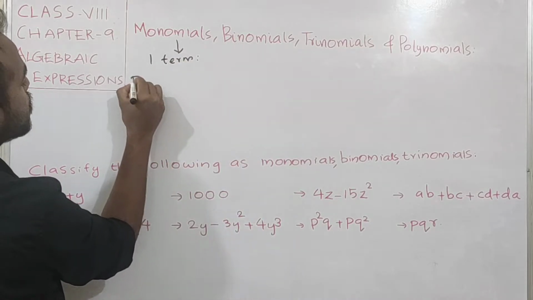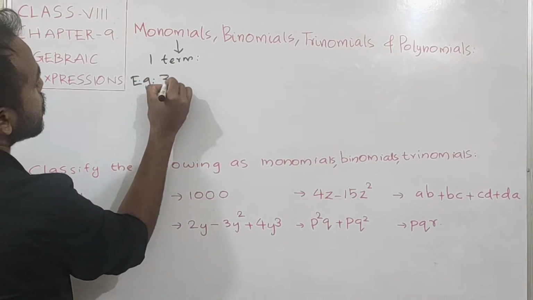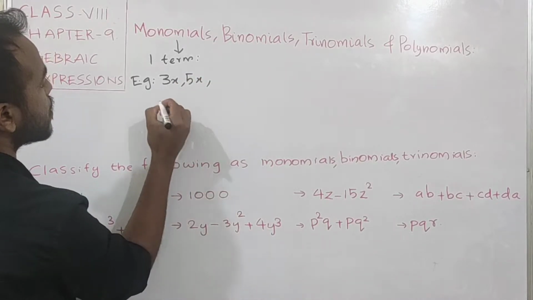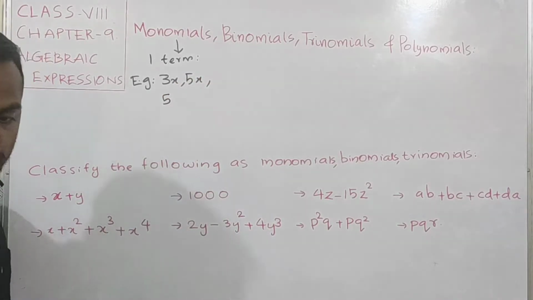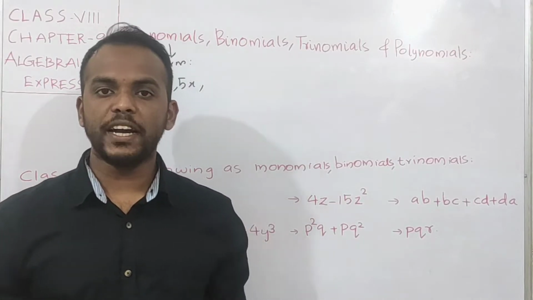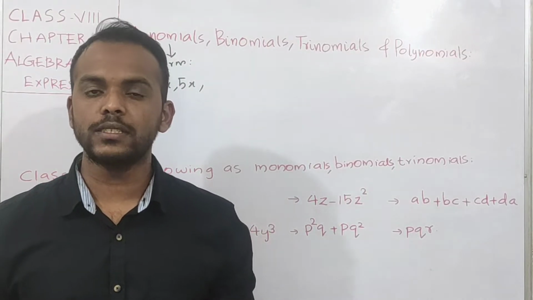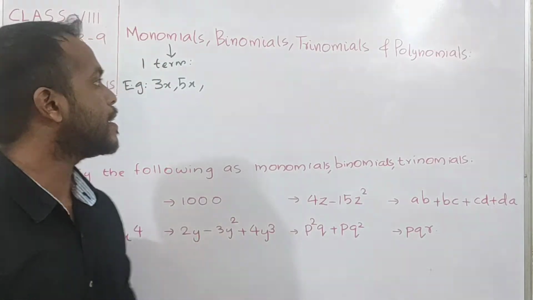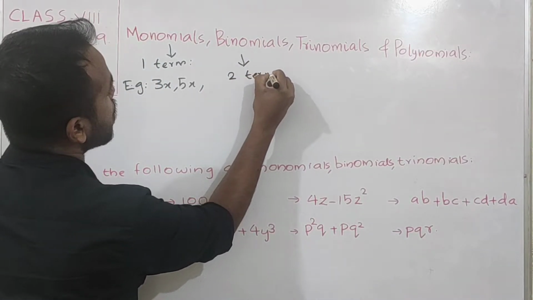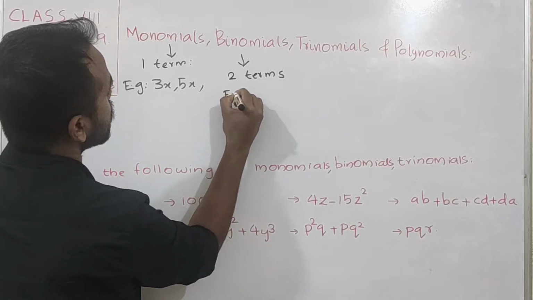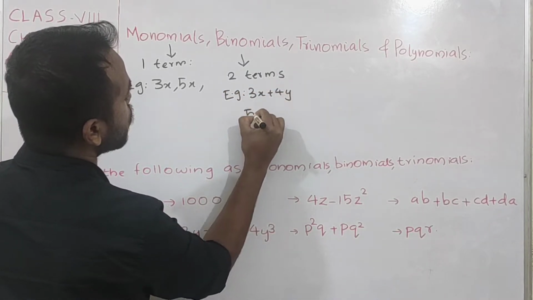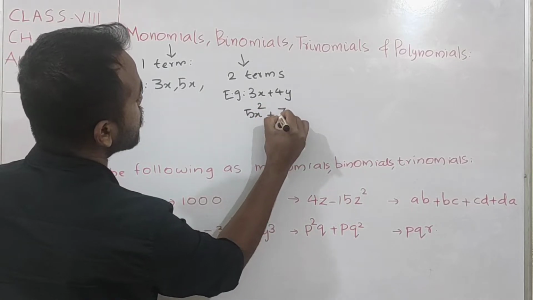For example, you can see 3x. That's an example. 5x. That's an example. Then these are the examples. Let's see what are binomials. Binomial means the algebraic expressions containing two terms. Examples for them are 3x plus 4y, 5x square plus 7x.